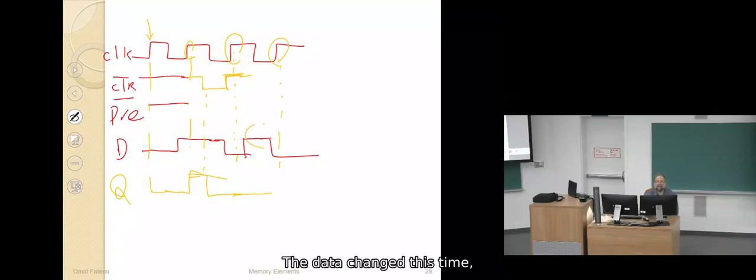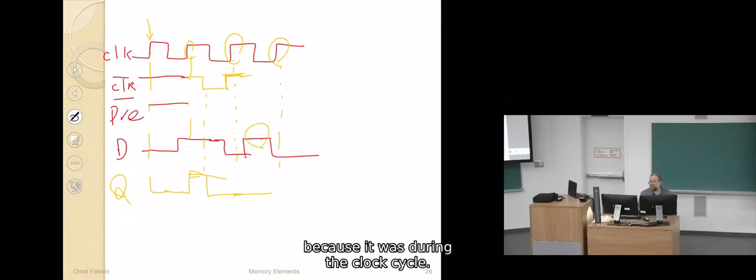For the next rising edge, the data is 0. So the data changed this time, but it didn't have any effect because it was during the clock cycle. Now this is the output. Q became 0 when clear came, and at the rising edge, if the clear is 1, the rising edge works and the data goes out. Okay?